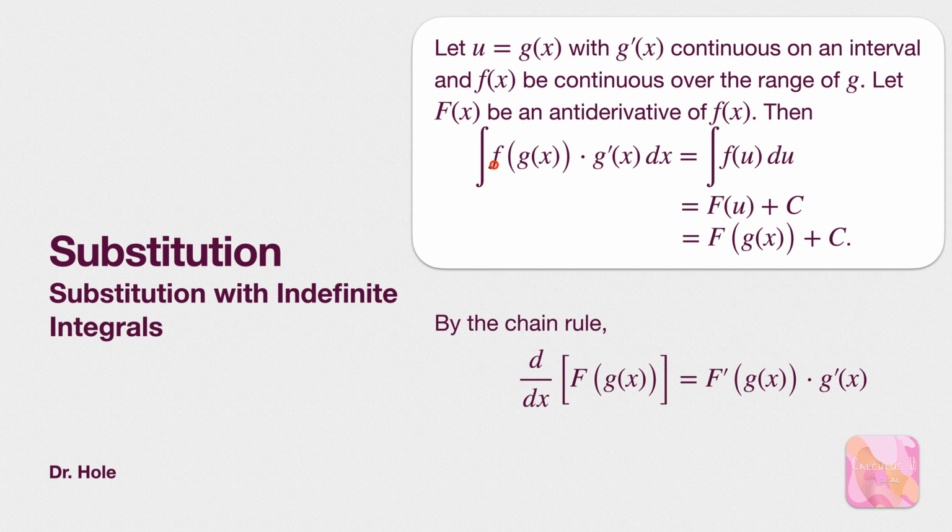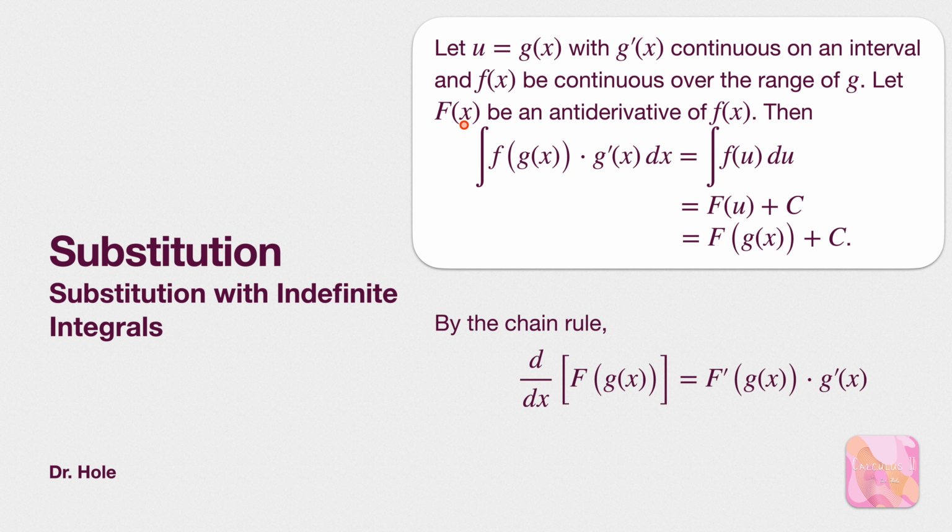Now, here's the substitution statement. And to get started, let's apply the chain rule. Let's apply the chain rule to this antiderivative, capital F, at g. So that's a composition. The derivative of the outside function evaluated at the inside function times the derivative of the inside function.